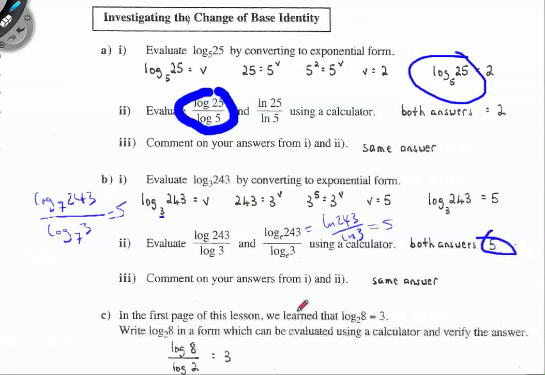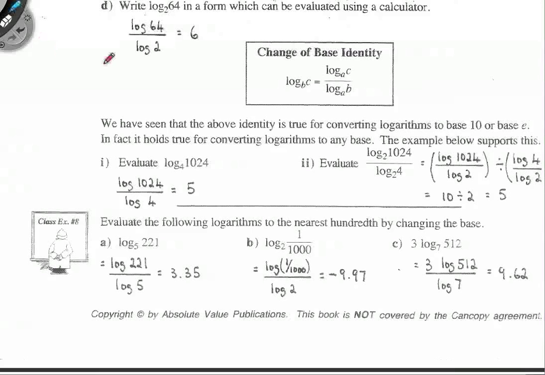In the first page of this lesson, we learned that log 8 base 2 is 3. Write log 8 base 2 in a form which can be evaluated using a calculator and verify the answer. So here, what it's suggesting is to write this as log 8 divided by log 2. Now in your calculator, you can actually do this. Before, we didn't have a way to enter this in our calculator, now we do. We take log of 8 divided by log of 2, press enter, and we get our answer of 3. So in part D, if we want to evaluate log 64 base 2, we can punch into our calculator log 64 divided by log 2, and we get our answer.